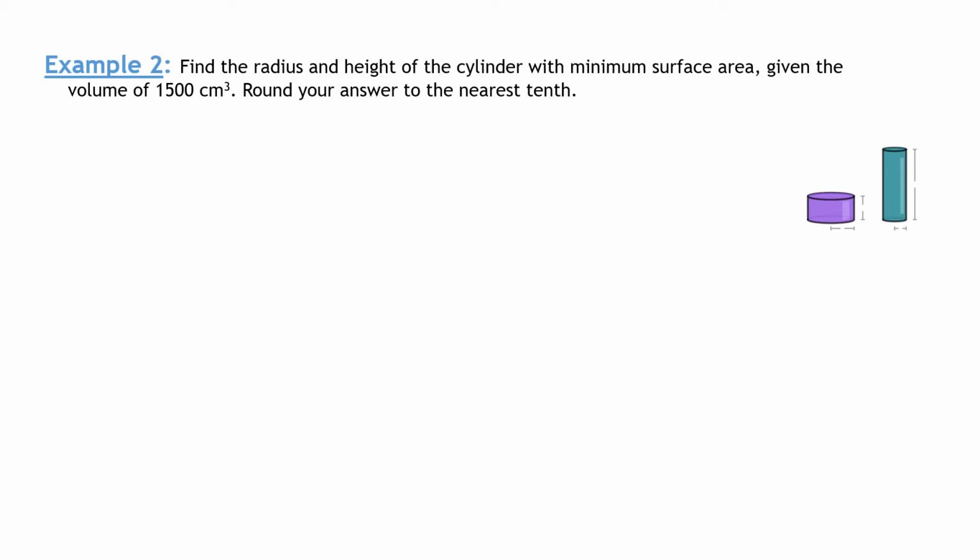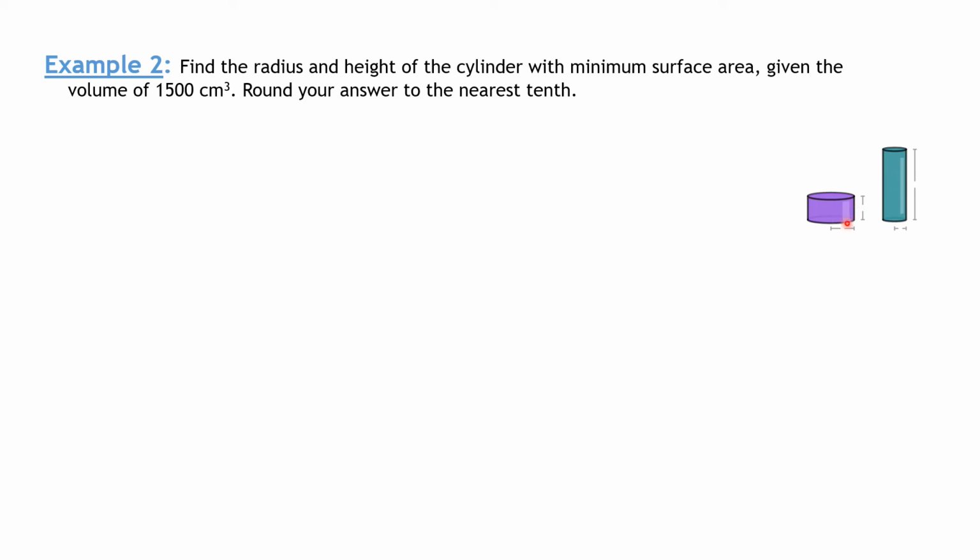Example 2, find the radius and the height of a cylinder with minimum surface area given the volume of 1500 centimeters cubed. So let's just say both of these shapes hold 1500 cubic centimeters of liquid. They both do, but they have very different dimensions. Okay, this one's telling us we're going to find the radius and the height. Those are the 2 dimensions we need. We want the minimum surface area.